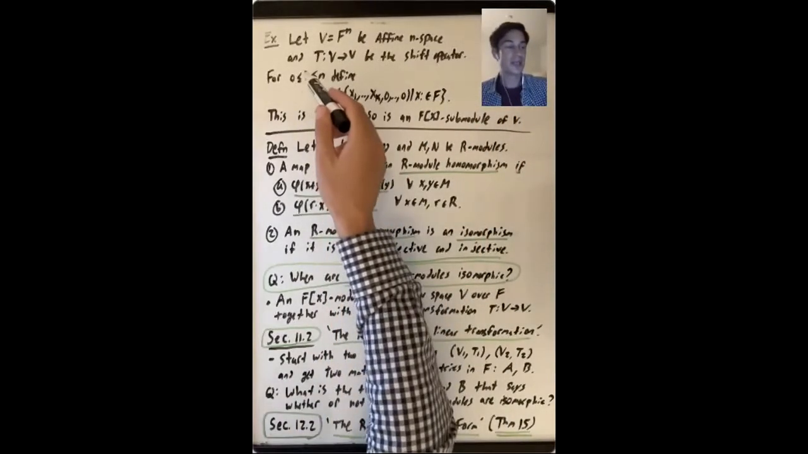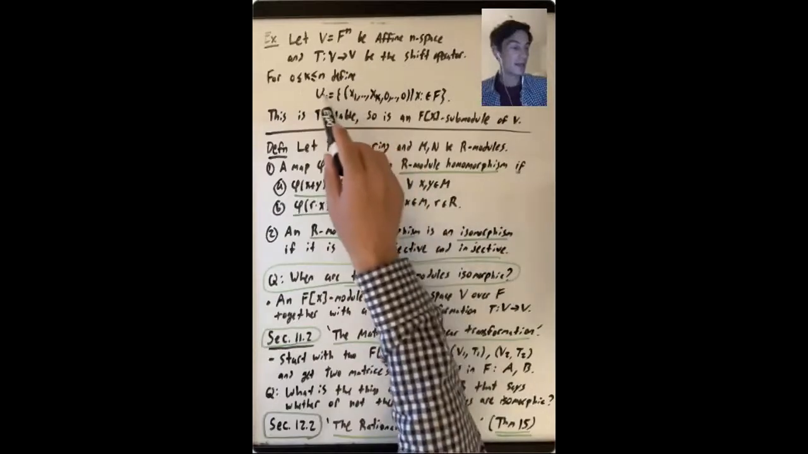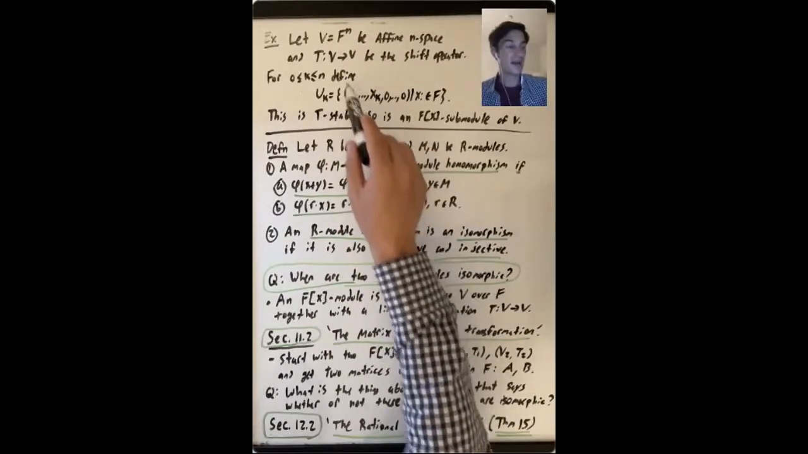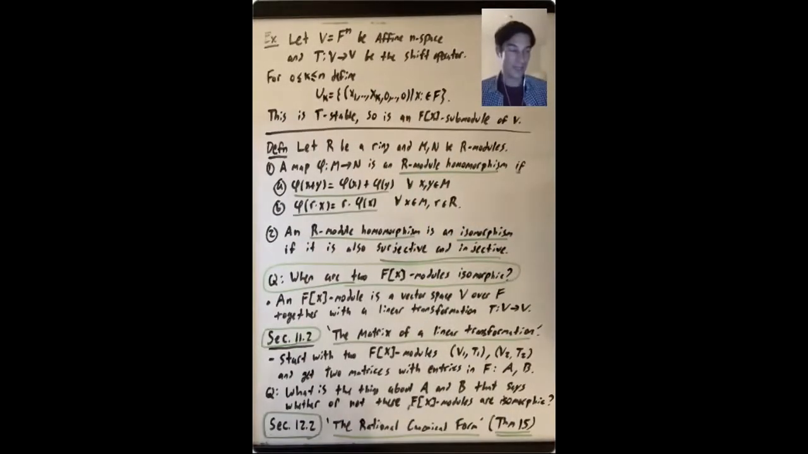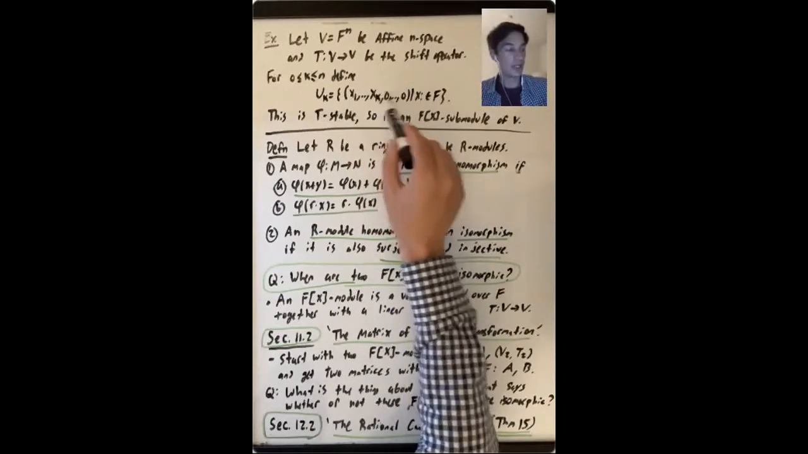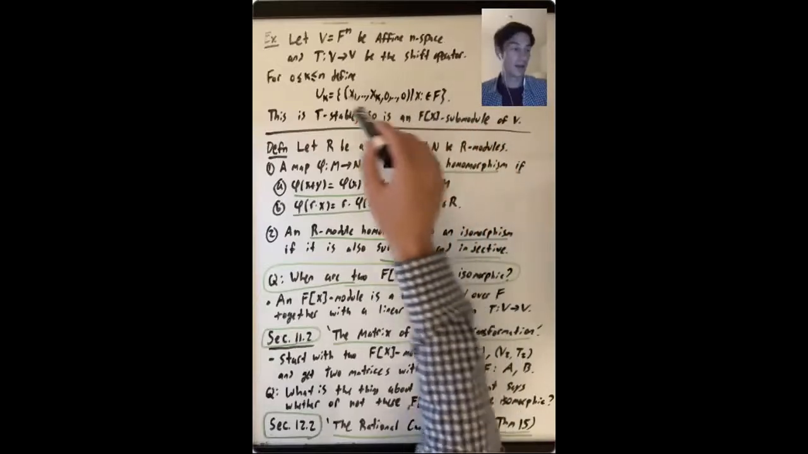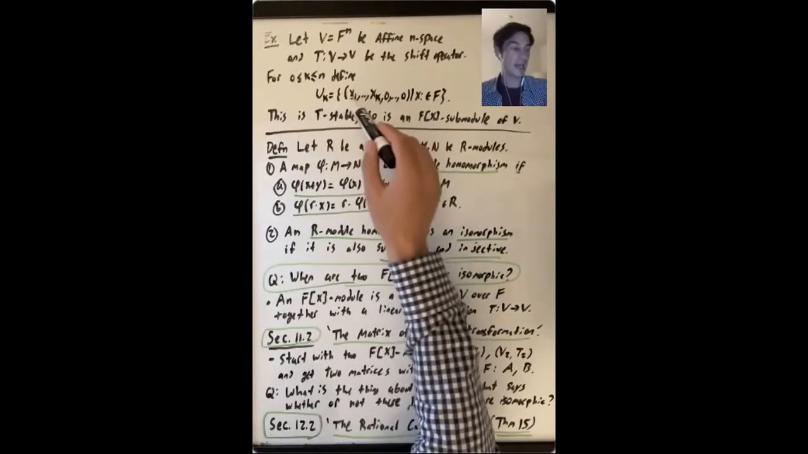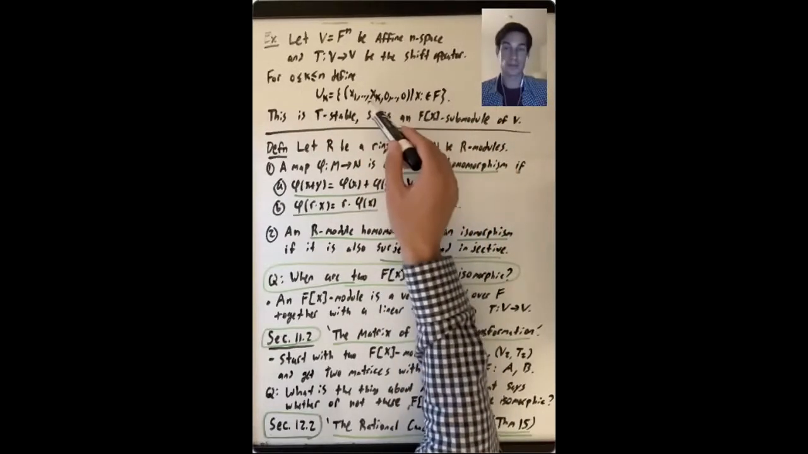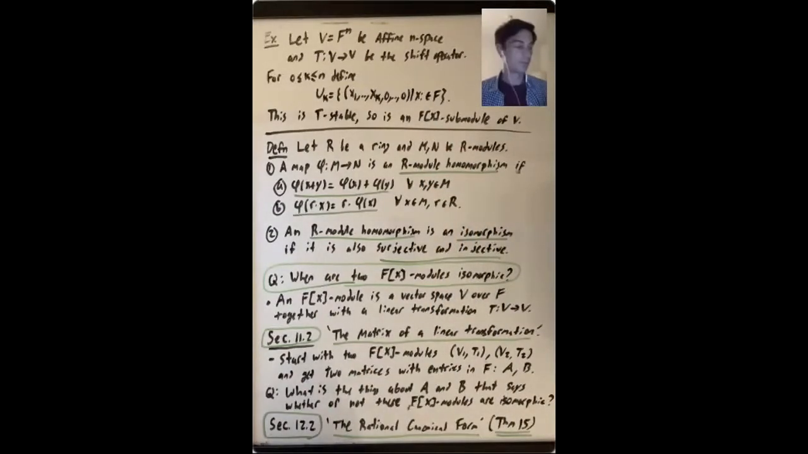So for each k between 0 and n, we can define U_k to be the set of all things in V that are of the form x1 up through xk, and then a bunch of zeros, where each of these xi's can be any element in the field. So what defines U_k is you can be anything in the first k spots, and then zeros between spots k plus 1 and n.